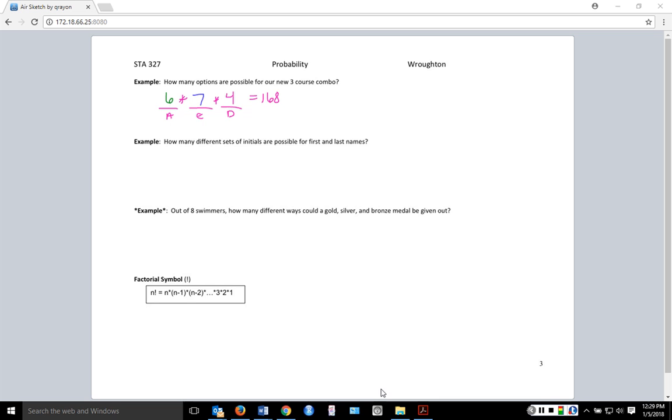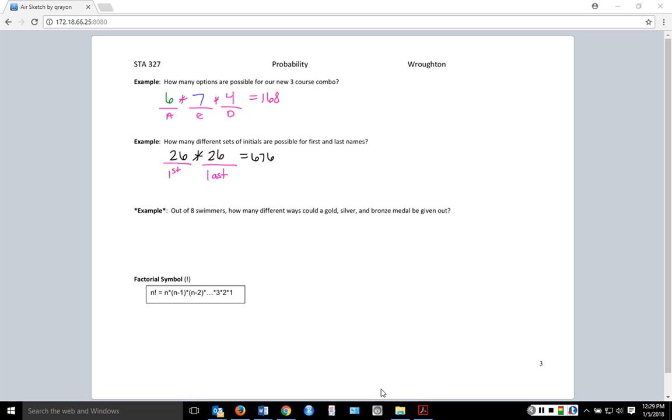Another example, how many different sets of initials are possible for first and last name? Well, how many different initials could you have for your first initial? Right, there's 26 letters in the alphabet. How about for your last name? Doesn't matter what your first initial is, right? You can still have any initial for your last name. So we just multiply those together to find out there's 676 possible outcomes for sets of initials for first and last name.